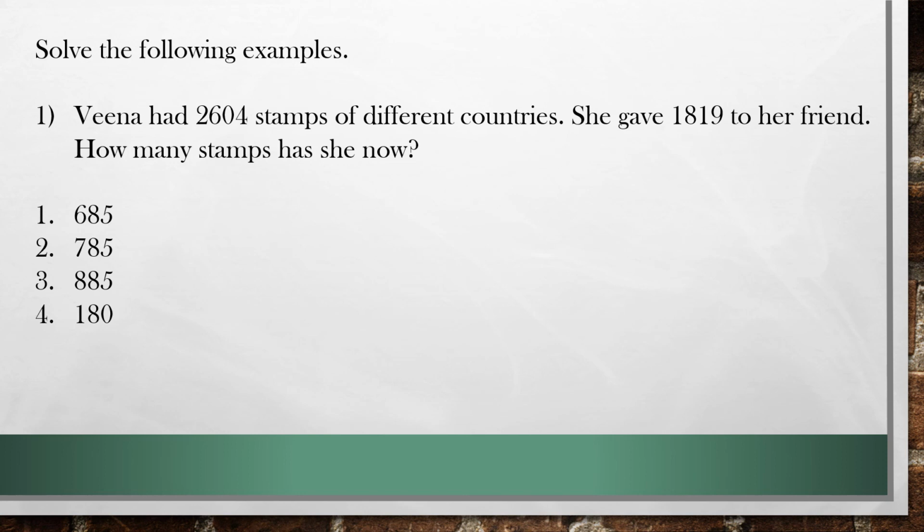The correct alternative, now you can do it by yourself. So I'm not doing it here. If you want, I'll just show it to you. How can you solve this type of sum? Very simple. You will write down the numbers properly. That is 2,604, 1,819, you have to subtract them.